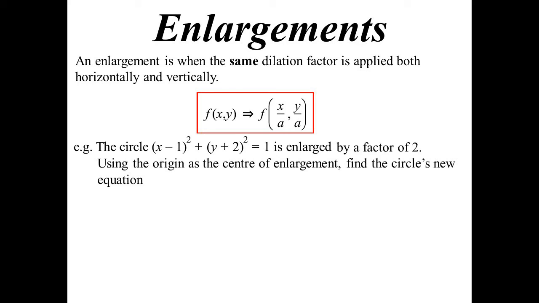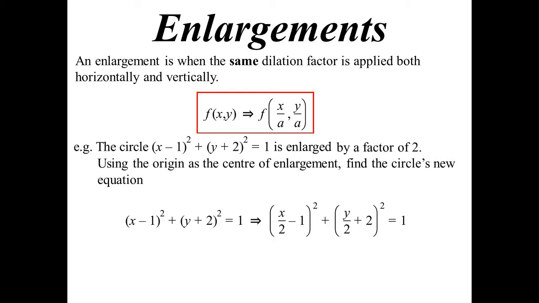Find the new equation. Okay, so we replace both the x and the y. So it becomes x on 2 minus 1 squared plus y on 2 plus 2 squared. I suppose that is an equation, but let's get rid of those fractions. It would end up being x minus 2 squared plus y plus 4 squared, but that would equal 4. So your circle originally had a radius of 1, it's now got a radius of 2, which is what we would expect. We're enlarging it by a factor of 2.